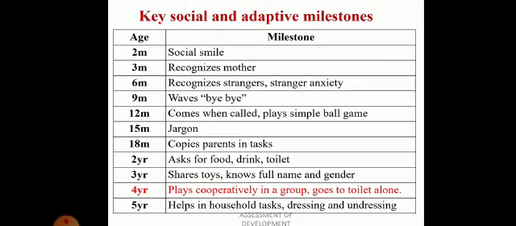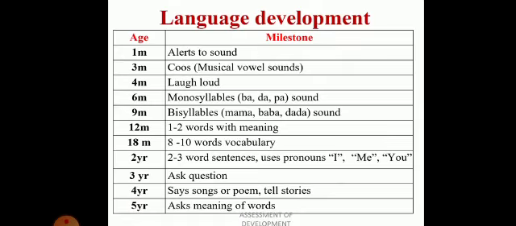So in society, if the children are playing, they will be playing in a group, and that is also with cooperation. And they will be going to the toilet alone at the age of 4 years. At the age of 5 years they will also be doing some household tasks, like drinking water or sometimes bringing food for you. If you say something like give me the TV remote, they will give it to you, and they will also be dressing and undressing by themselves.